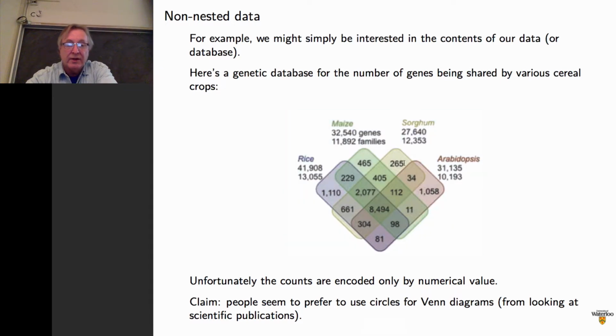Oh, I can't select that. 265 here that are just sorghum and nothing else. 465 that are just maize. 405 that are shared by both maize and sorghum, but neither rice nor Arabidopsis. All right. Now this is what's in that particular database. It may or may not be complete on the whole list of genes that these crops have. And again, there's 8,494 of them that are shared by all four of these cereal crops.